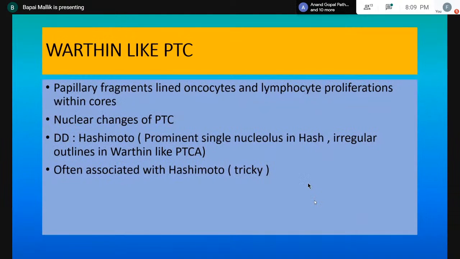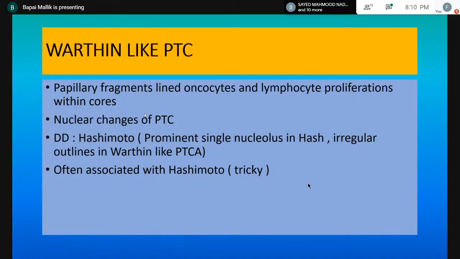The next one is something called a Wharton-like papillary thyroid carcinoma. What do you find in this? You find papillary fragments which are lined by oncocytes, and there is a marked lymphocytic proliferation within the core. To add to your O's, these are often associated with Hashimoto's thyroiditis, so it is extremely difficult to pick these up. But you will find classic nuclear features of papillary thyroid carcinomas.